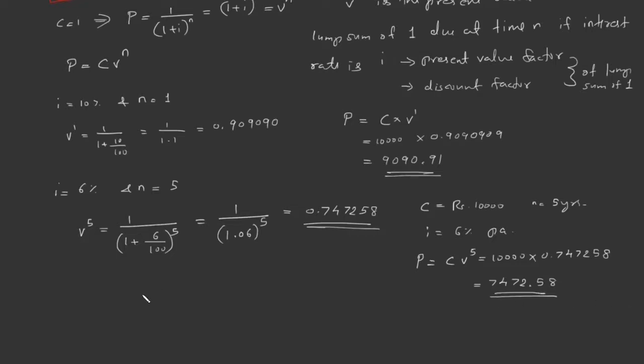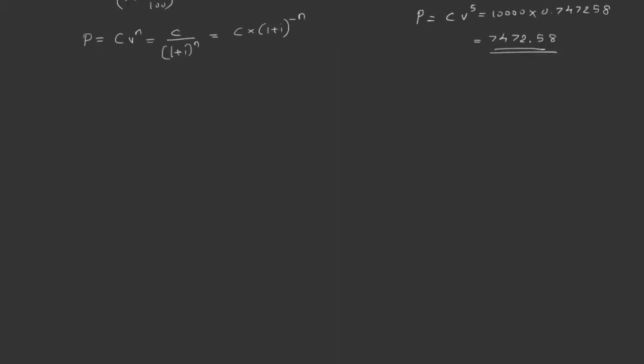If you are not using the present value table, then it is always easy to use the formula P is equal to C into v raised to n, that is equal to C by (1 plus i) the whole raised to n, or C into (1 plus i) the whole raised to minus n, to calculate the present value. Now let us see some more examples in this case.